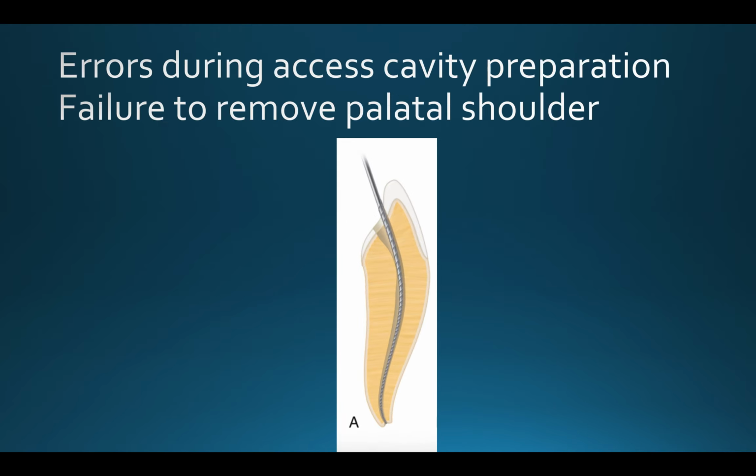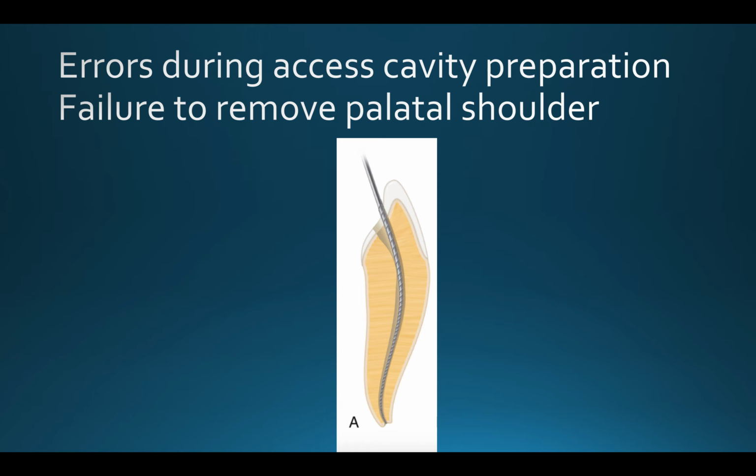In this case, this is failure to remove the palatal shoulder. We said in the maxillary and sometimes in the mandibular anterior teeth, we have in the cervical area a bulge of dentine on the lingual side of the tooth, and it's called the palatal shoulder.